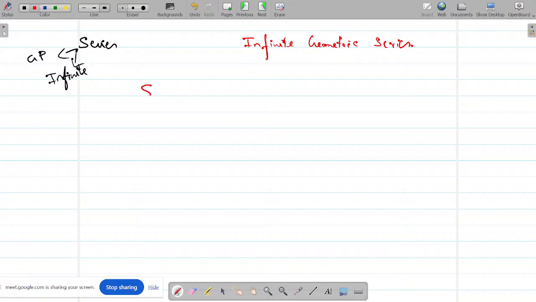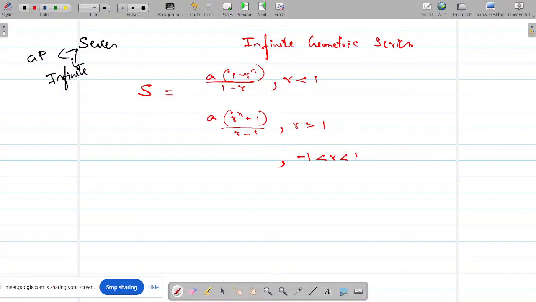So far, we were discussing two formulas on the series for geometric progression. One is a into 1 minus r power n divided by 1 minus r, where r is less than 1 or greater than 1. And another formula is a into r power n minus 1 divided by r minus 1, where r is greater than 1. In addition to that, we'll go for one more formula where r happens to be lying between minus 1 to 1.